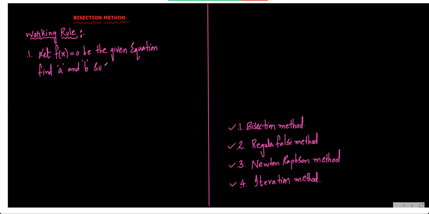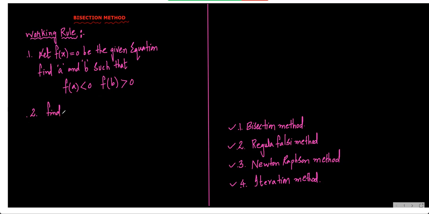Find A and B such that the value of A, when put in our function, gives less than 0, and the value of B gives greater than 0. The solution lies between A and B. F of A should be less than 0, F of B should be greater than 0. This is step number 1. Do you have any idea about this method? Yeah, I do.